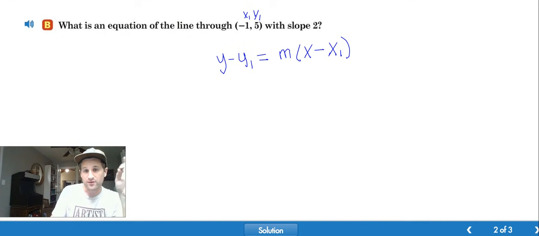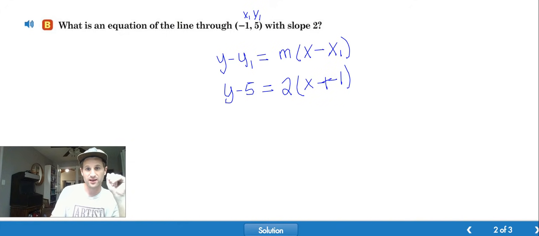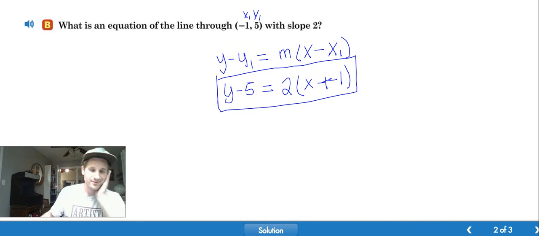Here's the trick. There's a negative built into the equation, so when you write it, you've got to be careful about that. Y minus 5. So the 5 looks negative, but he's really chilling. Next, m, which is 2. And then x minus a negative 1. So we should just turn that into a positive sign. And there we go. We wrote the equation. See? So easy. Alright, next.